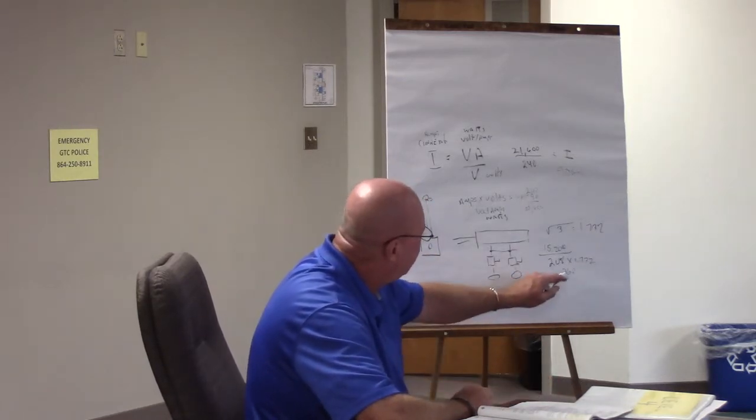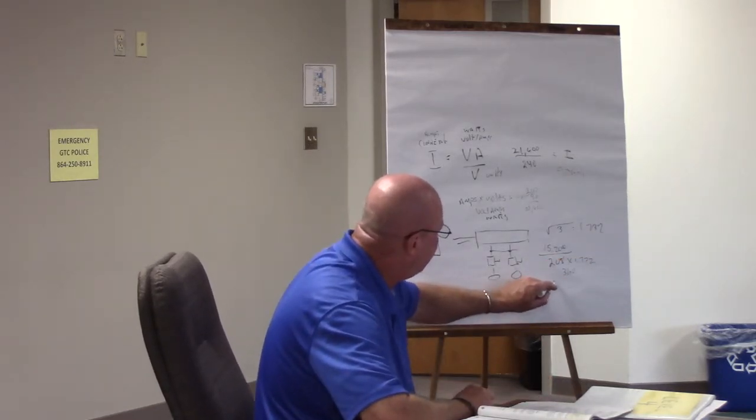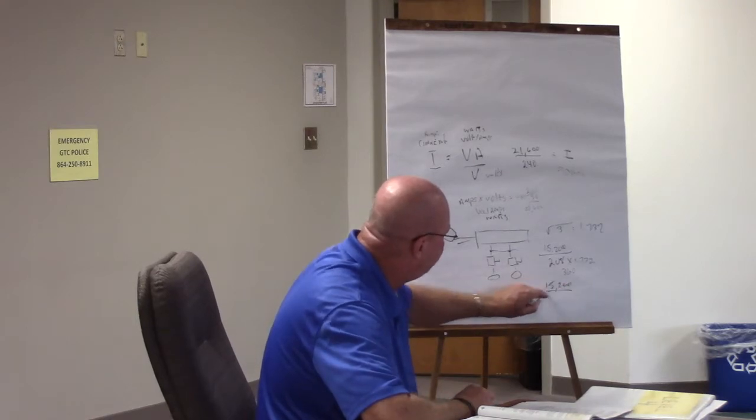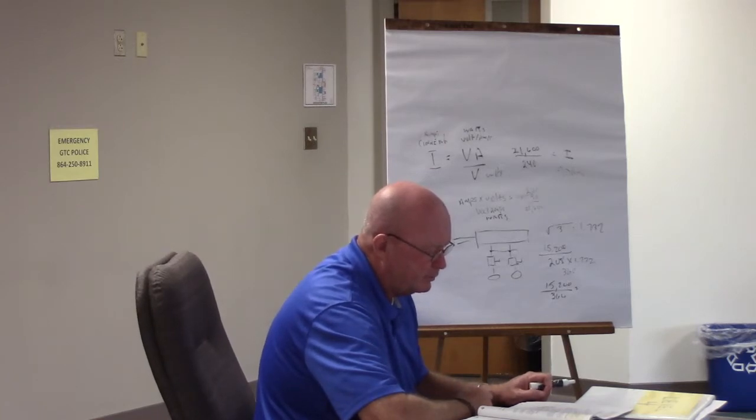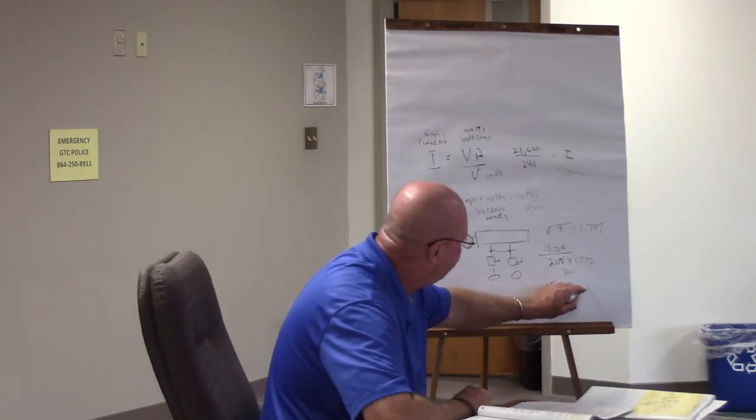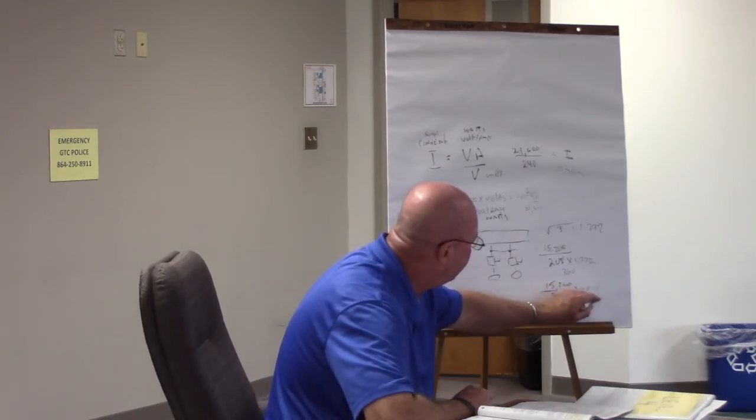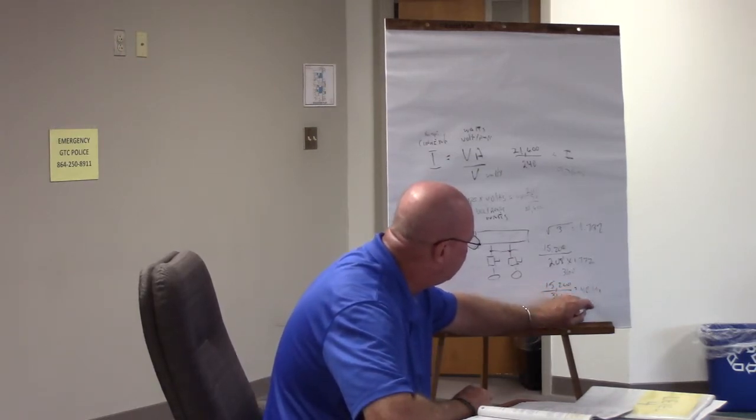Now we're going to take 15,200 and divide it by 360, and we're going to get how many amps? 42. Yeah, 42.19 amps, or 42 amps.